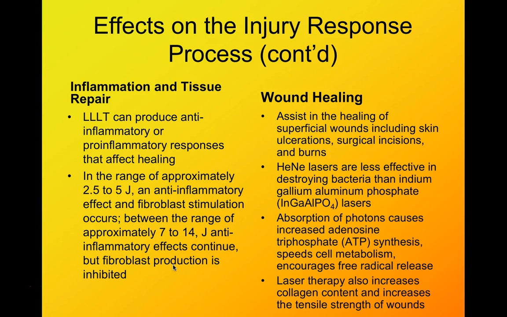So we'd want to make sure that we are balancing that based on where we think they are in the tissue. It can also be affected by the type of laser. Since we're talking about the amount of power the laser can produce, that could also affect which one we're trying to target. Usually when we're talking anti-inflammatory, we're talking about high red visible or infrared lasers. For wound healing, we're going to assist in healing of superficial wounds, including skin ulcerations, surgical incisions, burns. Those are the most common.